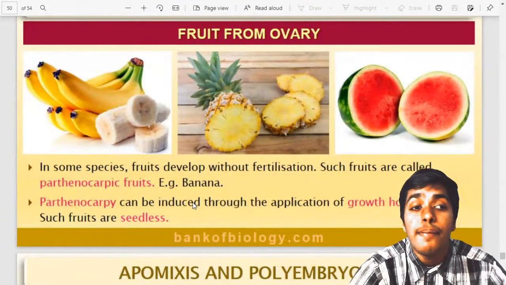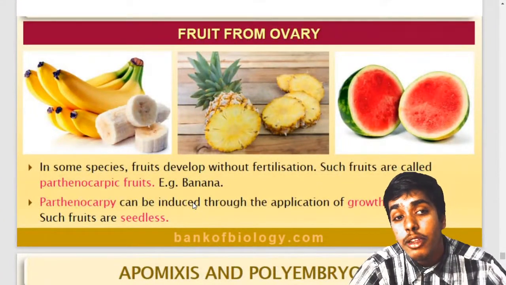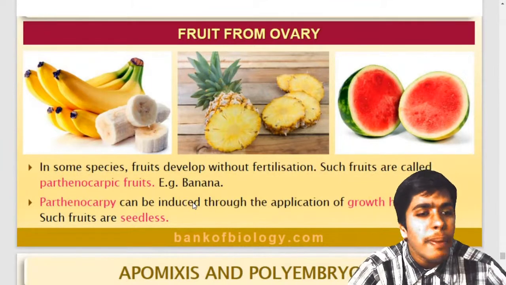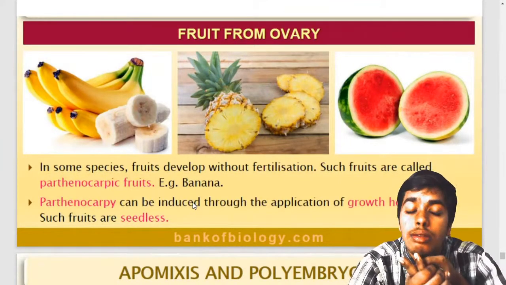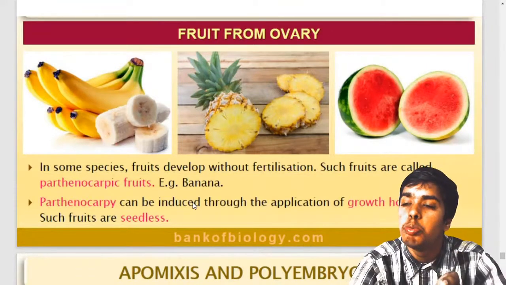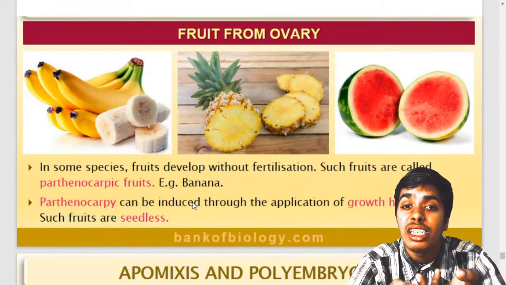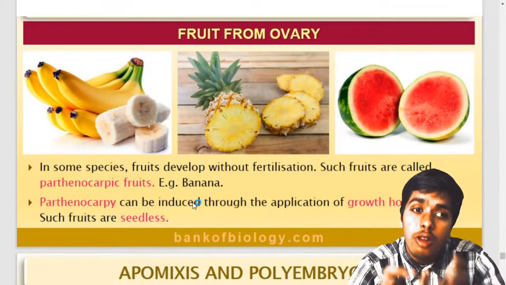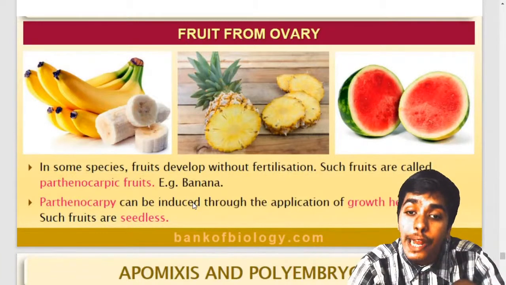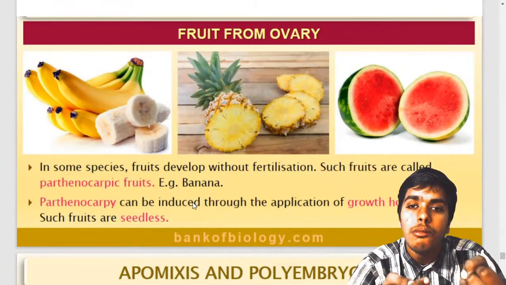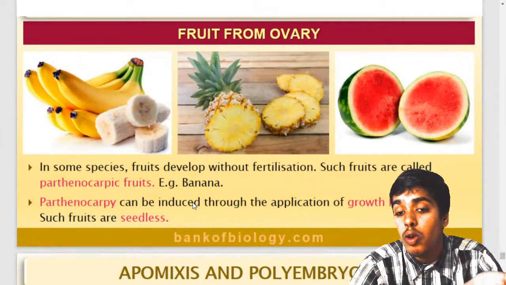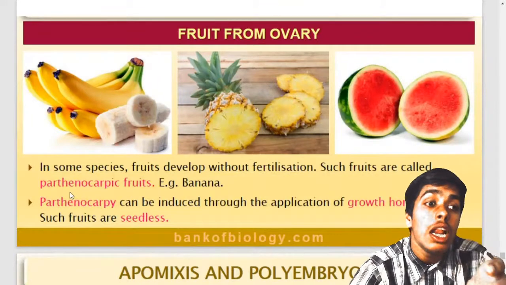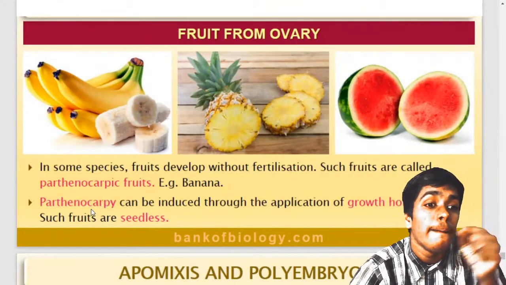Now, in some plants, fruits can develop without fertilization. Such fruits are called parthenocarpic fruits. Example, banana. As you see, bananas do not have any seeds. Why do they not have any seeds? Because they do not develop with the help of fertilization. So, no seeds. That is why banana is called a parthenocarpic fruit.